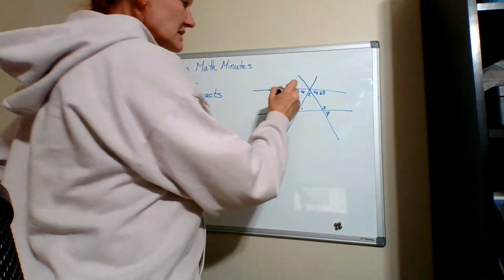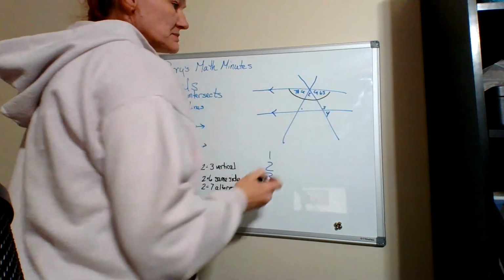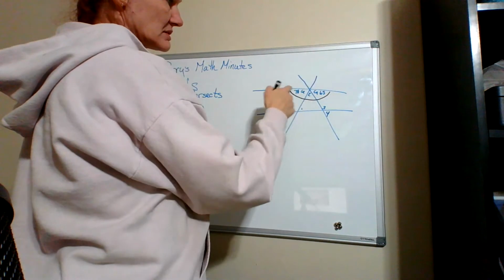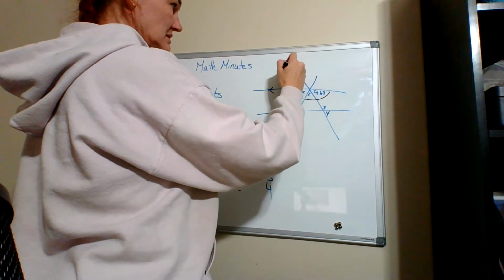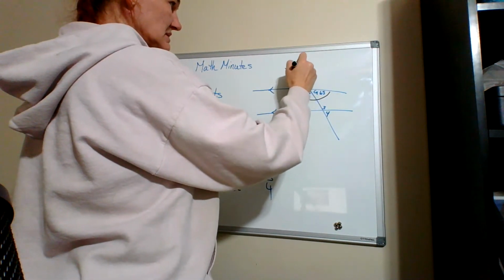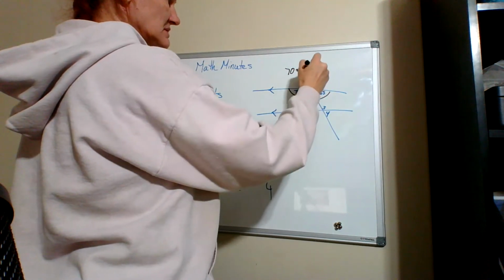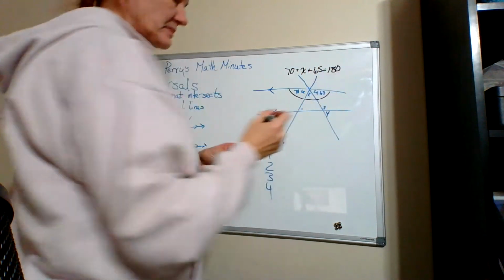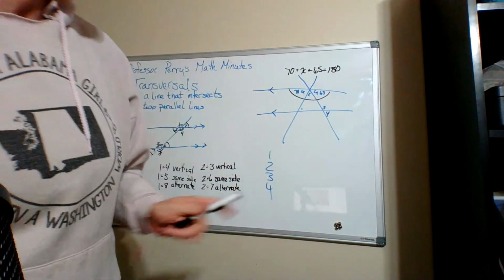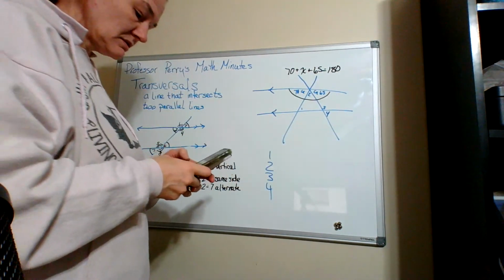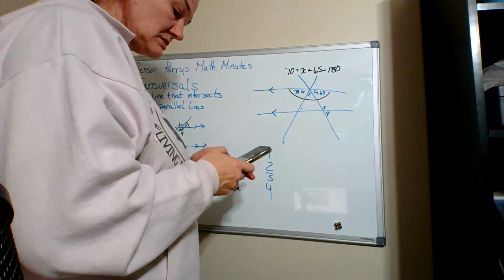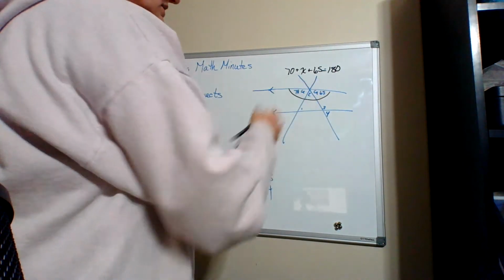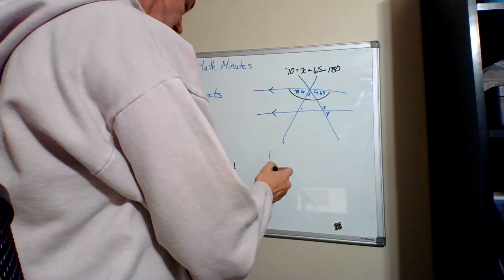Okay, these guys right here are supplementary, right? They're on the same line. They're all consecutive on the same line. 70 plus whatever this one is, plus 65 is going to be 180. So, number 2 is 45.